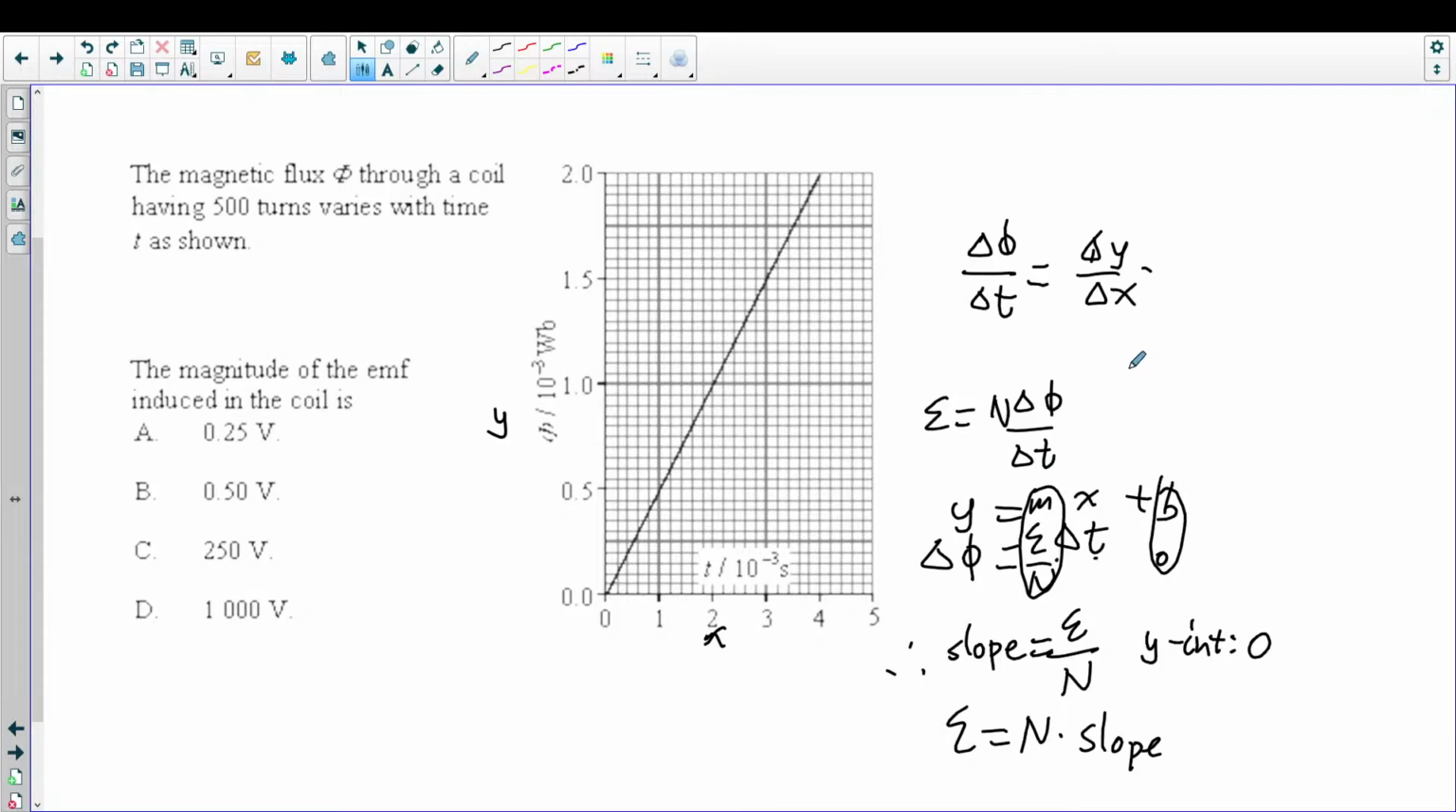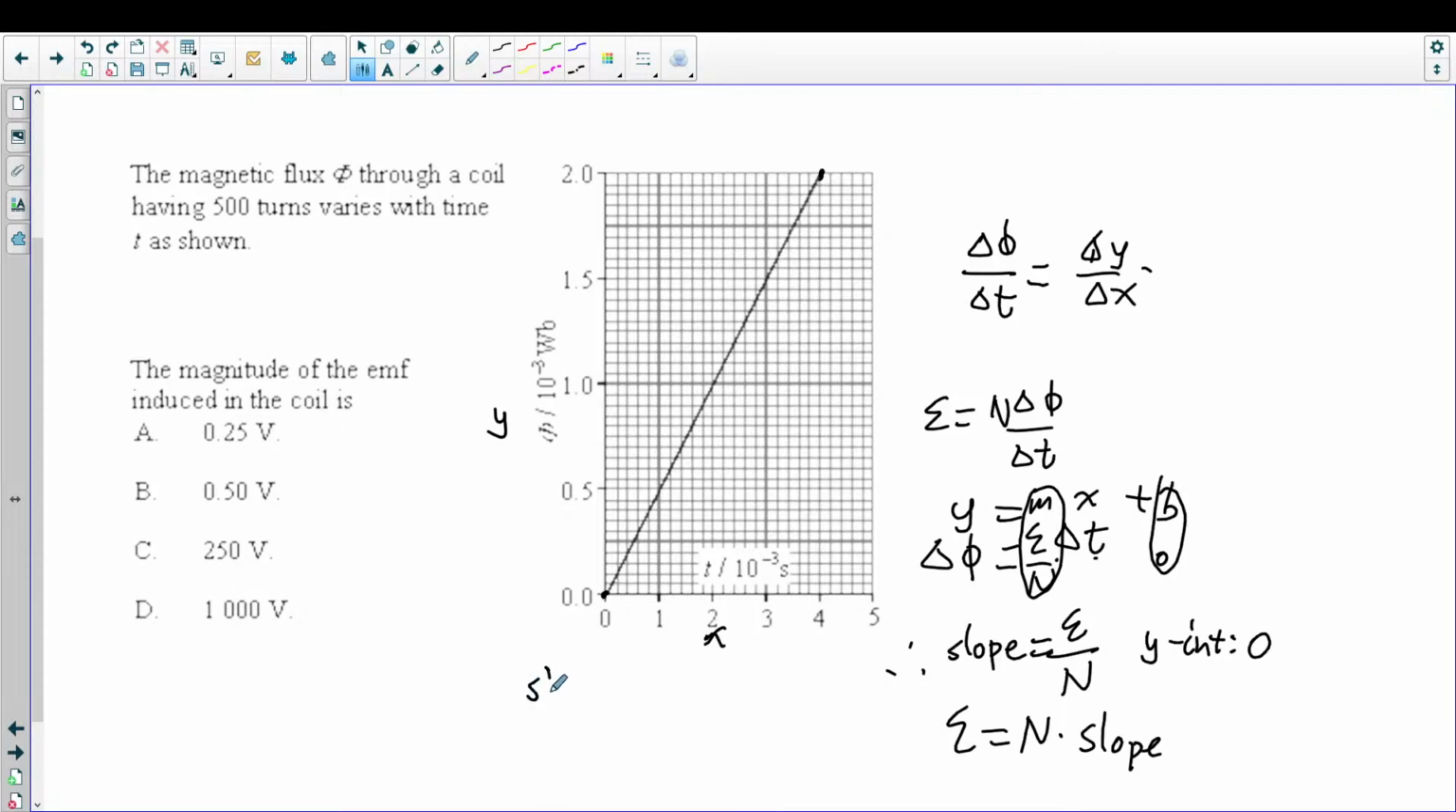Either way, we have to calculate the slope. So for the slope, let's pick this point, and let's pick the point near 0. Close enough to 0. We don't have to pick exactly 0, but 0.0, still 2 sig-digs. And this one looks like 4 or something, so 4.0.